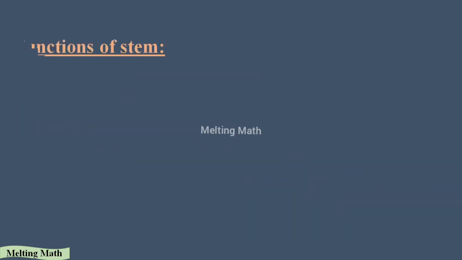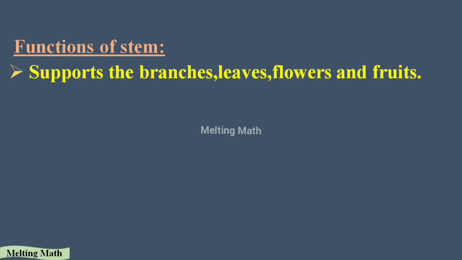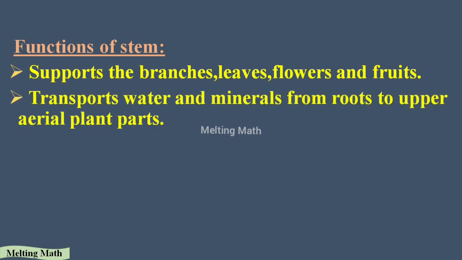Next, see about the functions of stem. The stem supports the branches, leaves, flowers and fruits, because the stem only holds the whole weight of the branches, leaves, flowers and fruits. Next, the stem transports water and minerals from root to the upper aerial plant parts. First, the root absorbs water and minerals from the soil. After absorbing, the stem carries those minerals and water from the root and transfers them to the branches, leaves, flowers and fruits. That's what they are mentioning here.